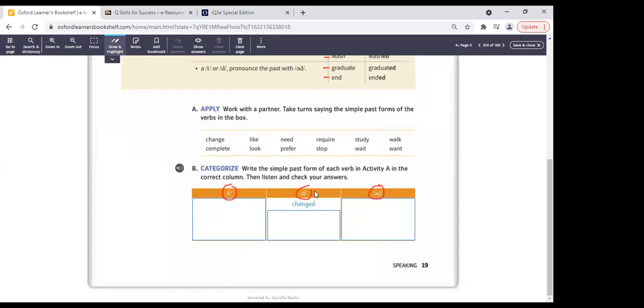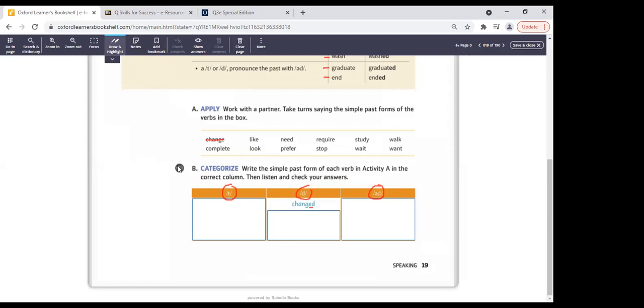Yeah, is it t or d or ed? Yeah, the first one is done. So change. They've already told us change is d. Changed. Okay, just so you in your groups, you think which ones it is, and then we will come back and listen.